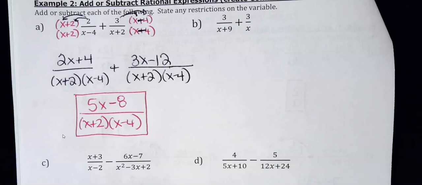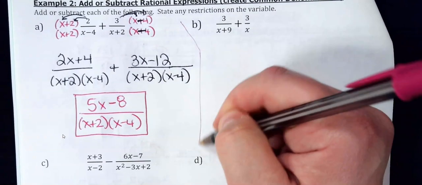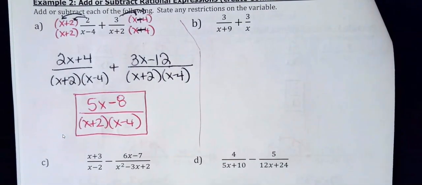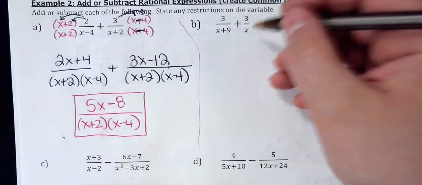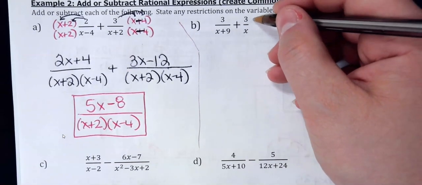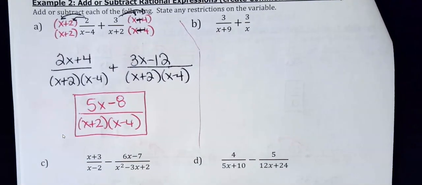Okay, now the question right next to this. This is the one that everybody always messes up, because they see an x plus 9 here and they see an x here, and they will literally just add 9 to the top and add 9 to the bottom. You can't do that. It has to be multiplication.